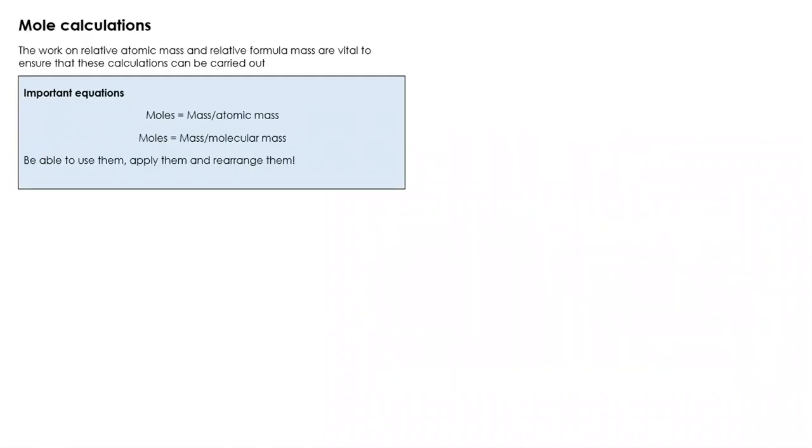Moving on, we're going to look at some calculations now, and we have got here some important calculations, some important equations. You need to be able to use them, apply them, and rearrange them. Now I'm going to put it into a triangle. I'm also going to add a second triangle for a calculation that's going to follow later on.